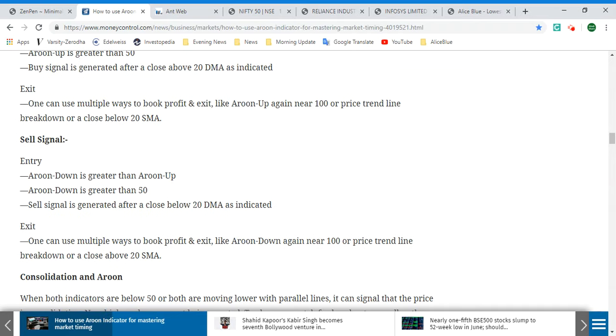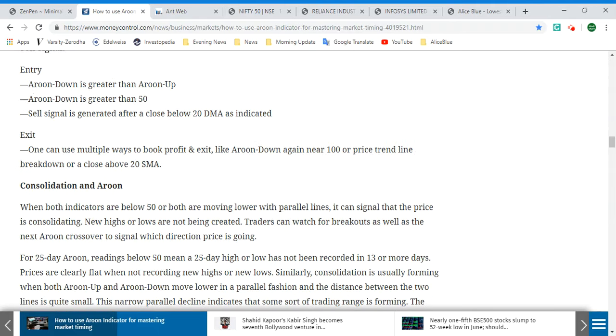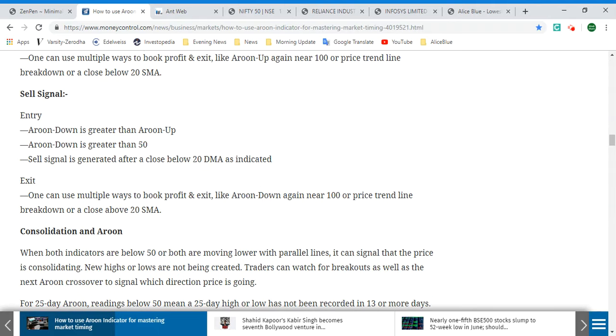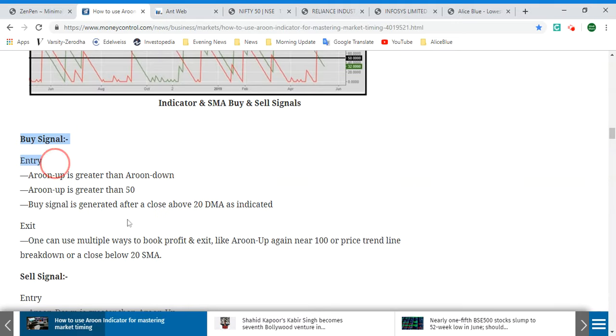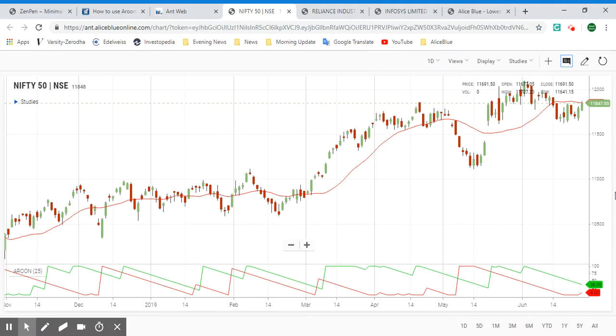Now let's look at the sell signal. For the sell signal, here is the entry. No, first let's look at this buy signal entry here. Let's look at it in the chart itself so we can get an idea. The green line will be greater than the 50. Here we have the 50 mark, and the closing price is above the 20-day simple moving average. So here is the buy signal.